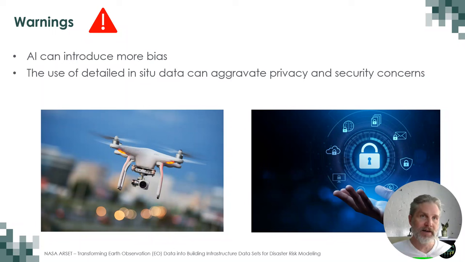It's not going to highlight exceptions. And sometimes it's the exceptions that you're most worried about. For example, if you go back to the example of trying to find rural areas that might be impacted by the Nepal earthquake, if AI didn't have any of those population data sets to begin with to train on, then those would be missing. And in fact, those can be the areas that you're most concentrated on reaching out to. And the detailed use of in situ data can also aggravate privacy and security concerns.